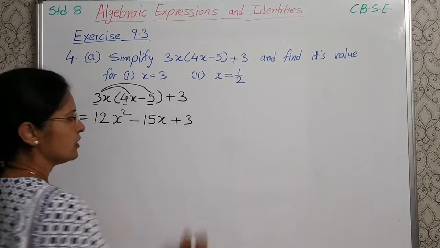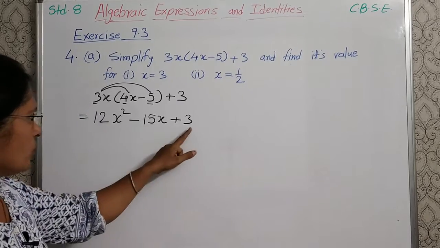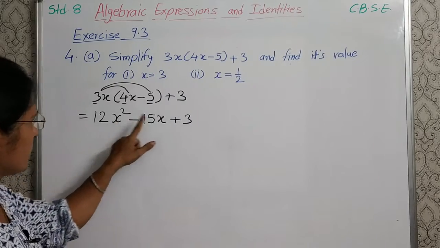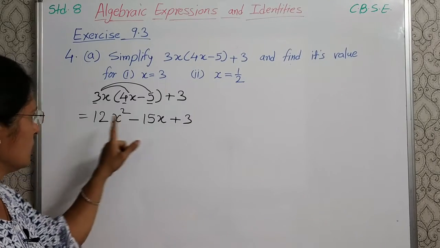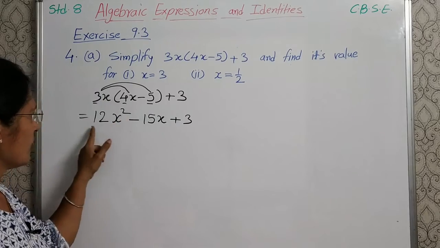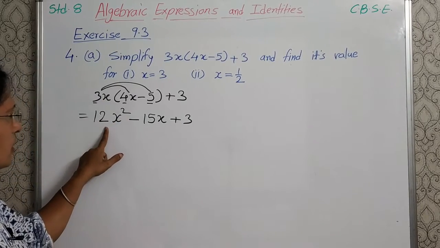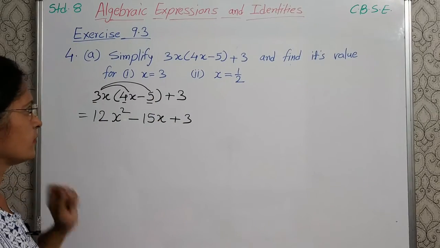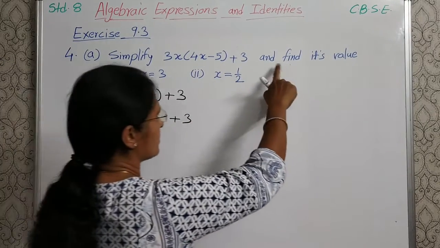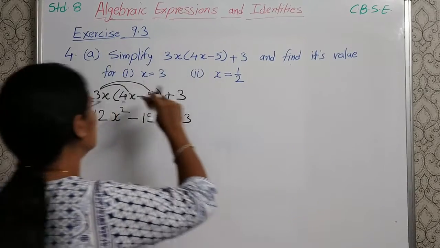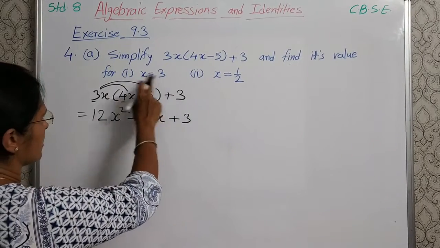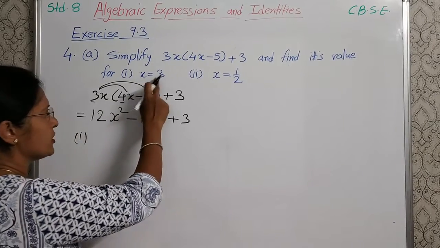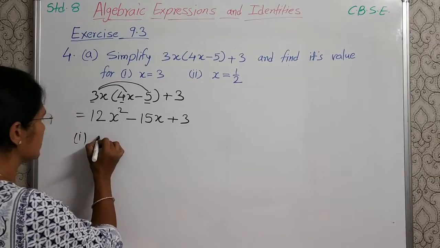Next plus 3. Now observe this expression. There are no like terms. Here x square, here x, here without x. So you can't simplify it further, and this is the final answer for this expression. So here we simplified it. Now the next part of this question is find its value for x is equal to 3 first. Now we'll find out the value substituting x is equal to 3 in this expression.